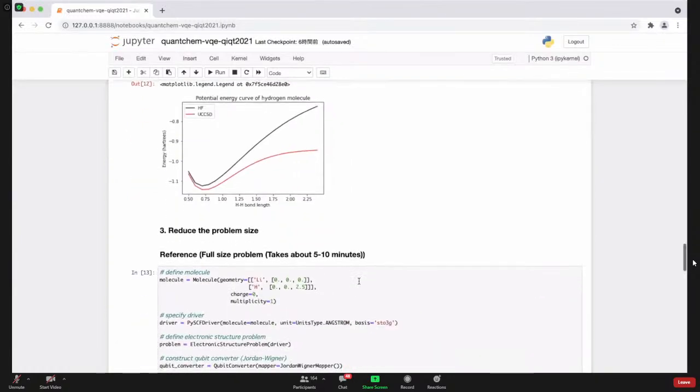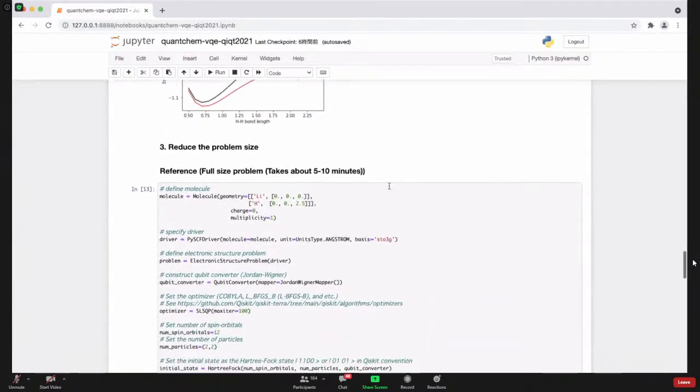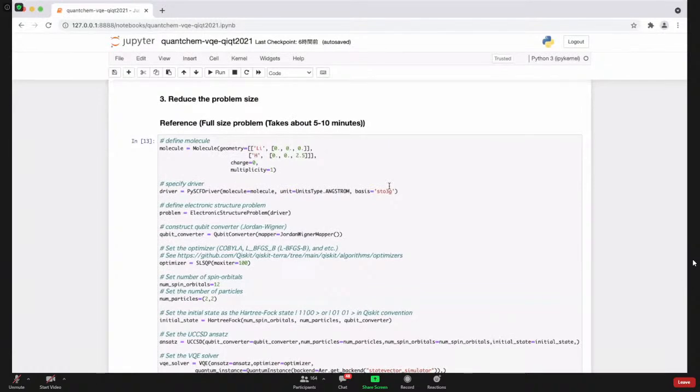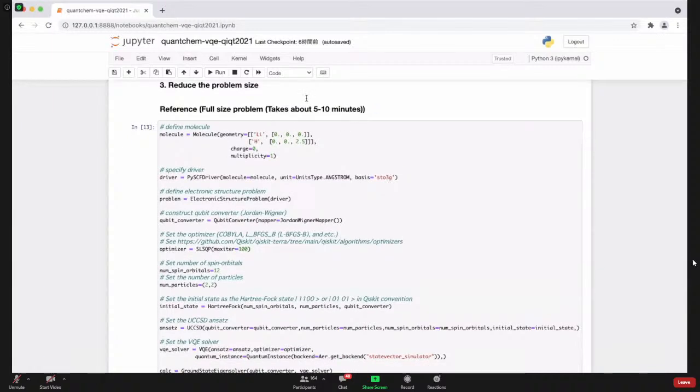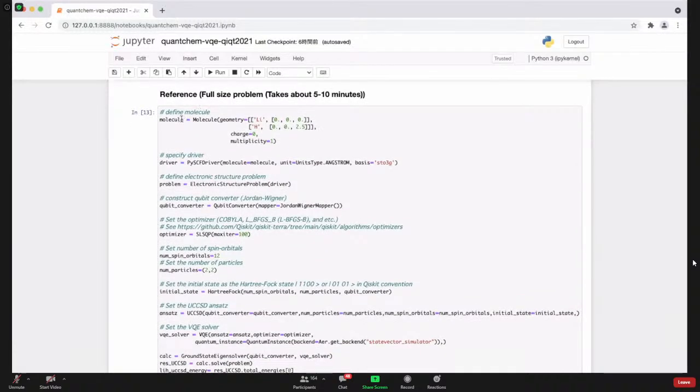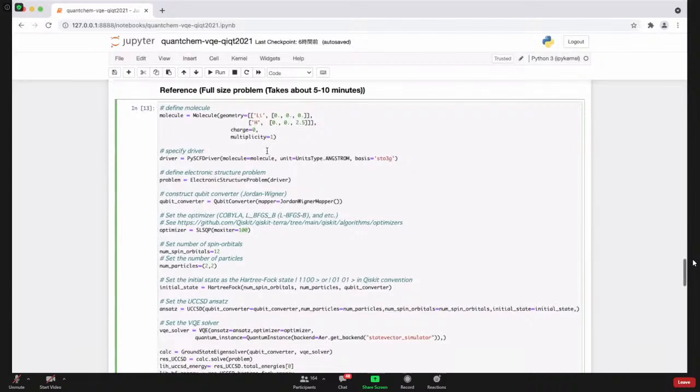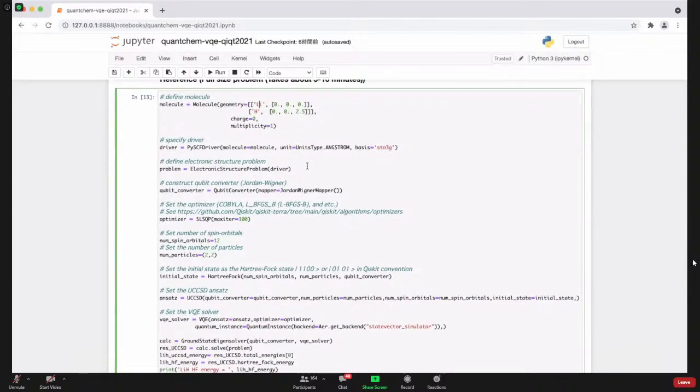And the final example is reducing the problem size. Before that, in order to feel how much you're reducing the problem size, as a reference, we start from the full size problem. By the way, it'll take a bit longer than the other simulations, so it's a heads up for that. First, we define the molecule like we did previously. The difference is here: we change H to Li to make the size a little larger. And then the remaining is mostly the same.